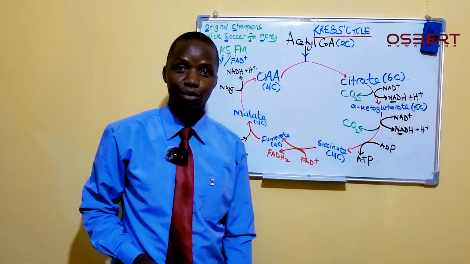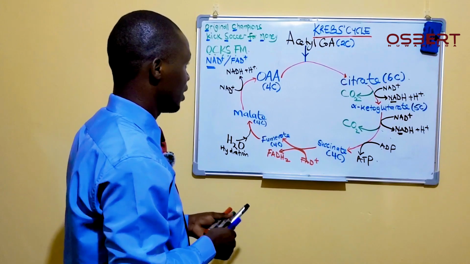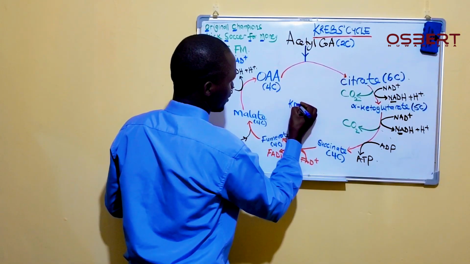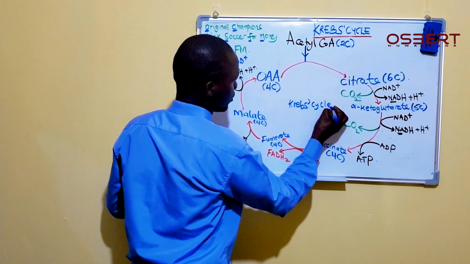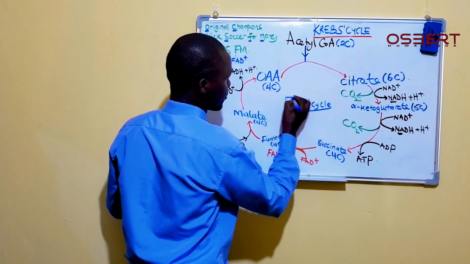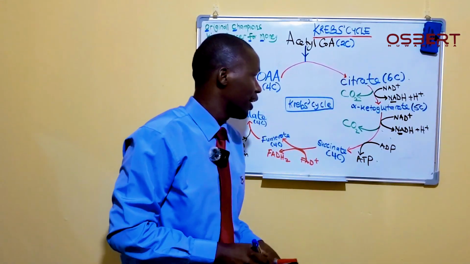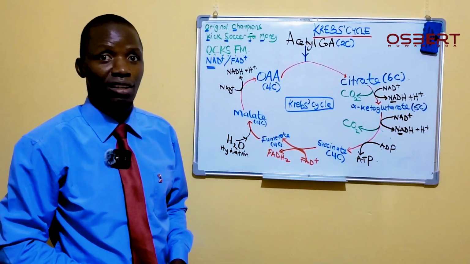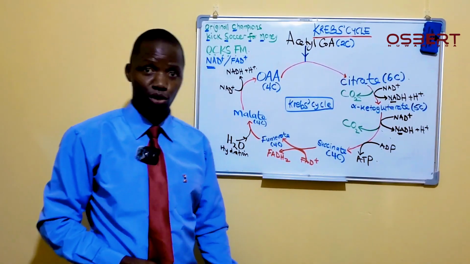So are you seeing there? This one that we have got here is what we are referring to as the Krebs cycle. Having seen this, now we need to first make some conclusions here. Now, what are those conclusions?